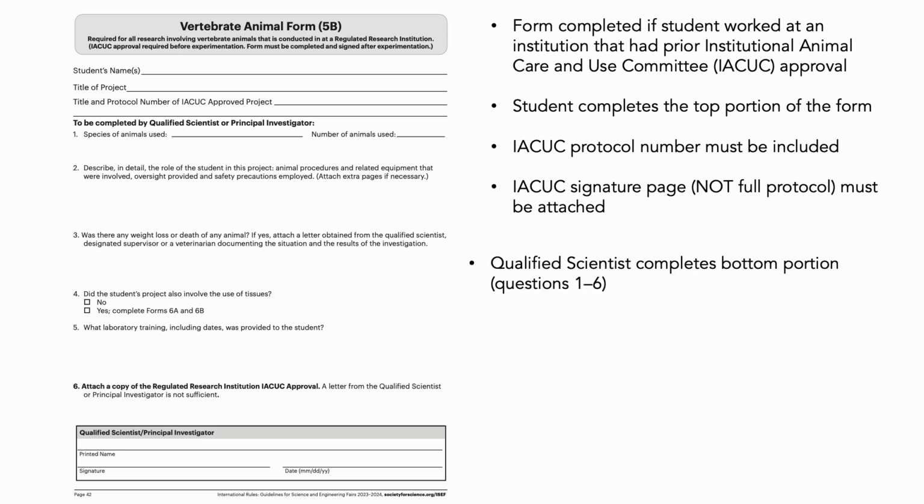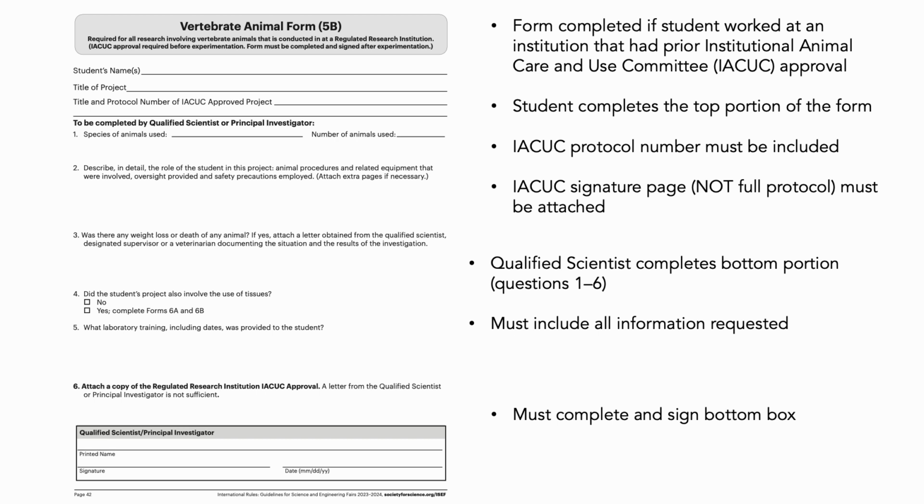The qualified scientist should then complete the bottom portion of the form, that's questions 1 through 6. They must include all the information requested, and they must complete and sign the bottom box. And the signature on this form must be handwritten or digitally time-stamped. And again, digital timestamp is something that's generated by a program such as Adobe Acrobat.